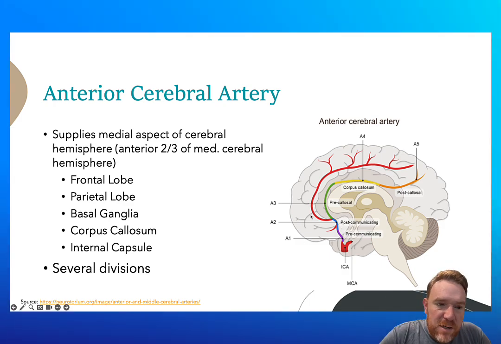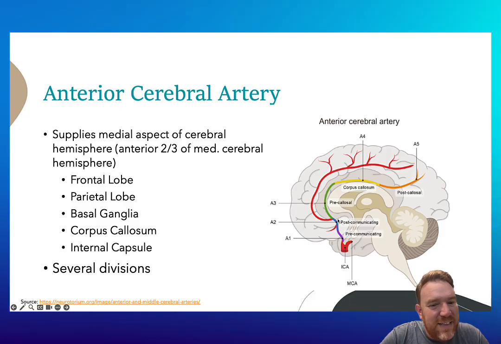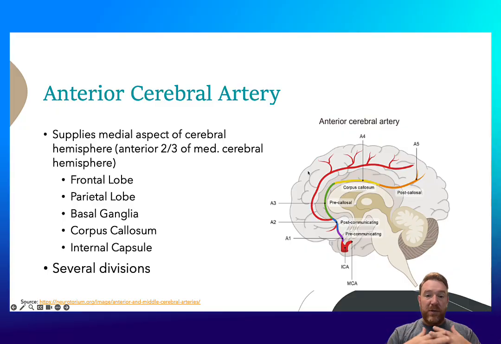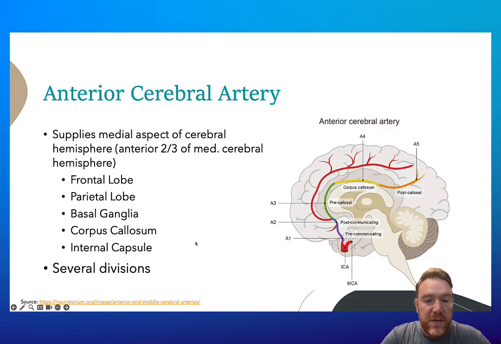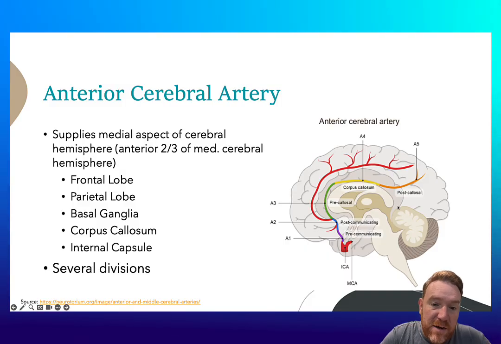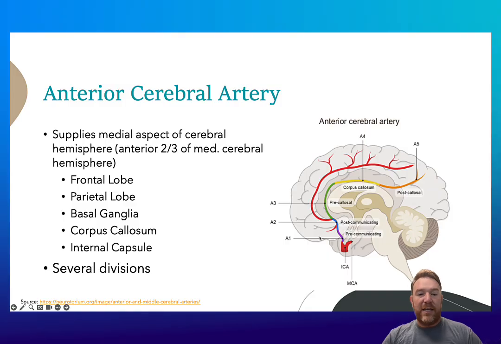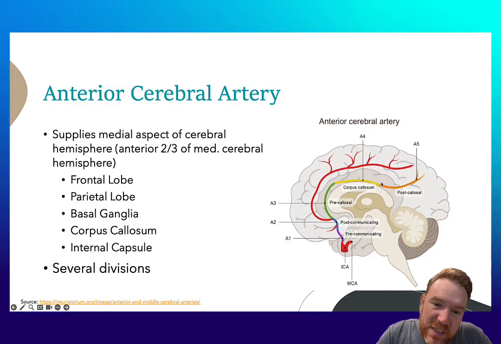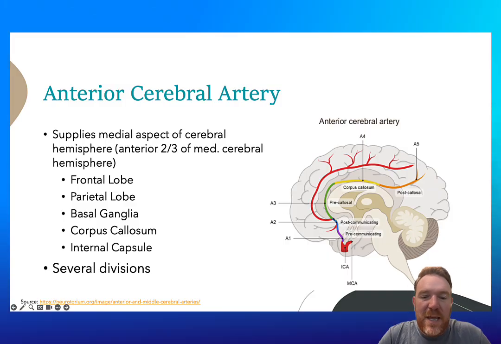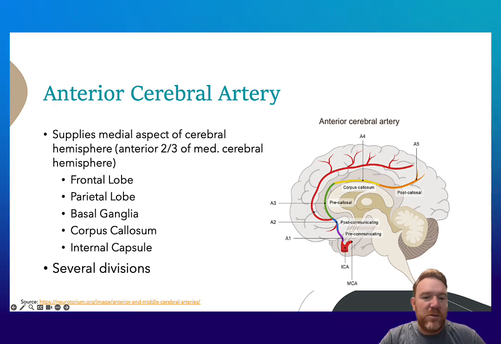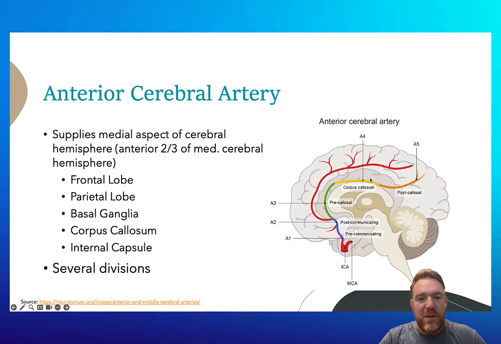And because of this, it's going to do the frontal lobe, the parietal lobe, part of the basal ganglia down here, helps with the corpus callosum, those attachments between the hemispheres, and the internal capsule. All right, so there's several divisions of it. Now, it can help with the cingulate gyrus as well, and so we talked about emotion impact like that. Sometimes you can get these little tiny strokes or strokes that are right in the middle here, and that can impact that cingulate gyrus.